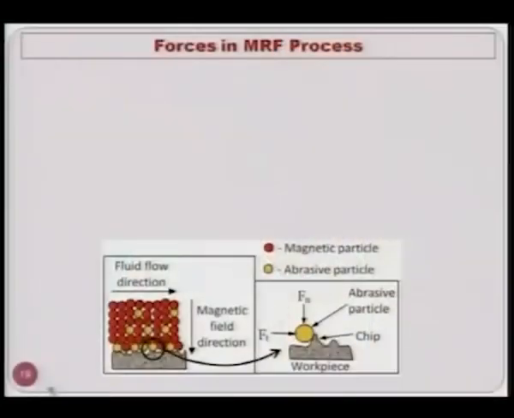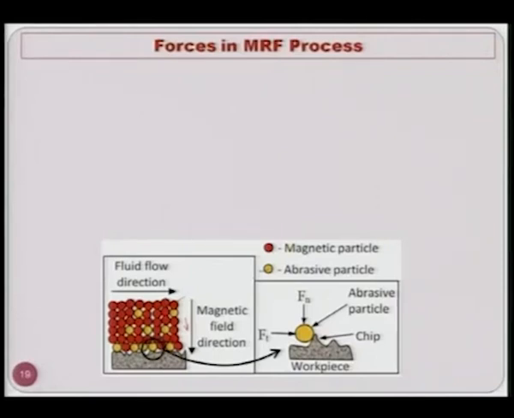Forces in MRF, how it is functioning, is explained here with the help of the schematic diagram. You can clearly see the red color, these are the magnetic particles, as you have seen in the video also, and they are forming the chain in the direction of the magnetic field, which is also shown over here. As you go away from the magnet towards the workpiece, abrasive particles can be seen over here in the yellow color, and they are in contact with the workpiece, and an enlarged view is shown over here.